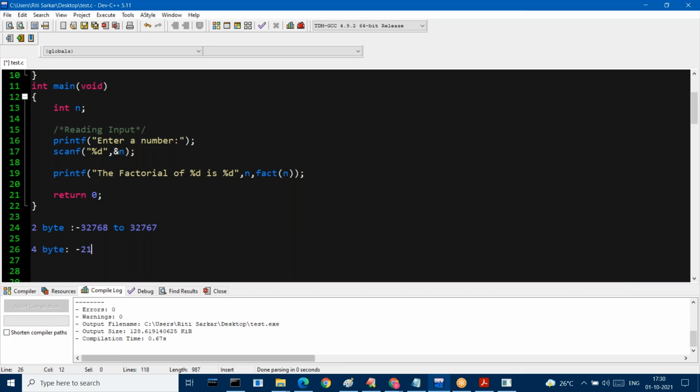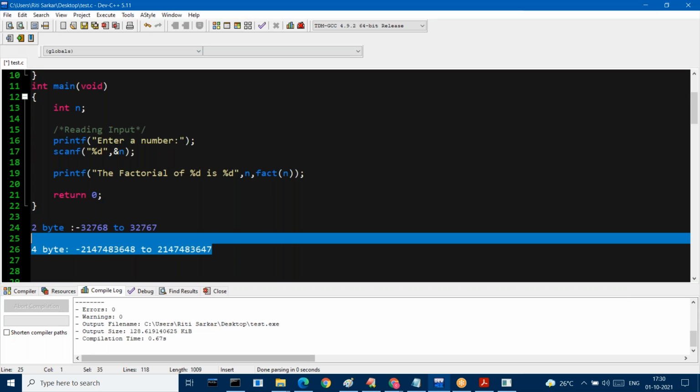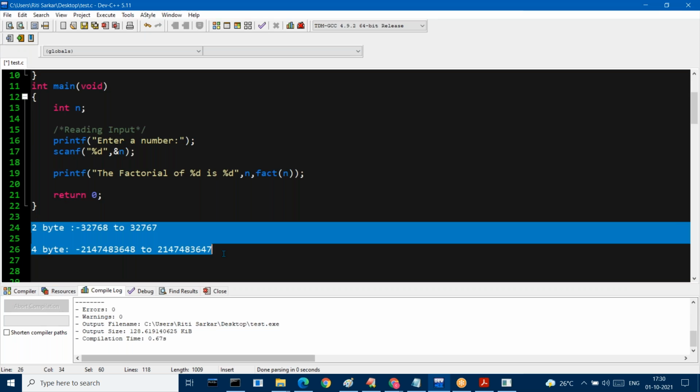-2147483648 to 2147483647. This much is the range of integer in the case of a 4 byte integer. That's the reason even if you take integer, it's not an issue. But if anywhere it creates a problem and you are not getting the output, change from integer to long.